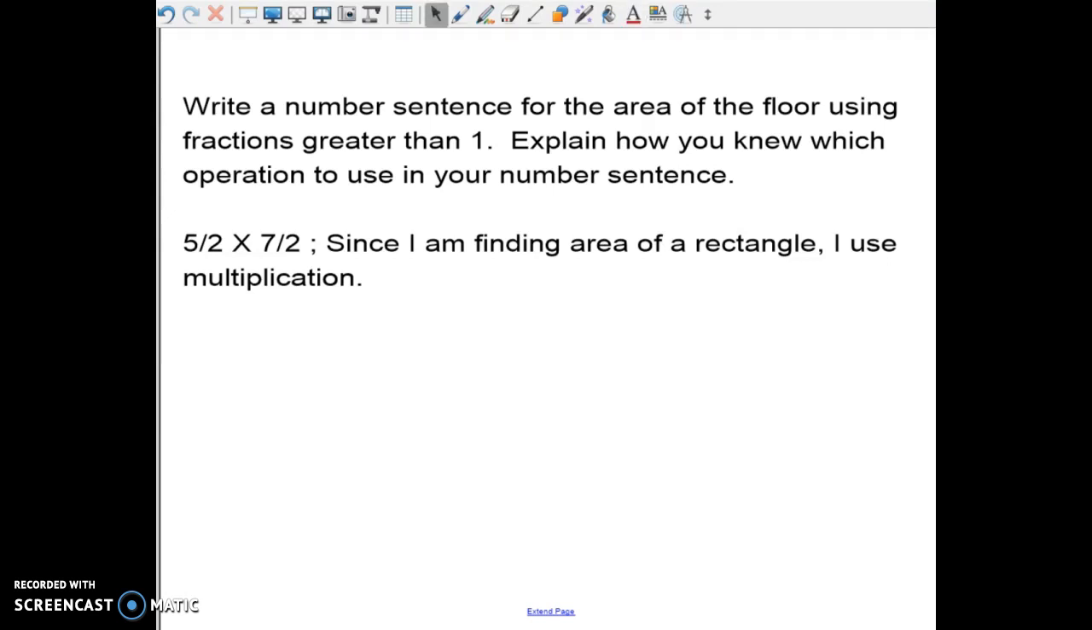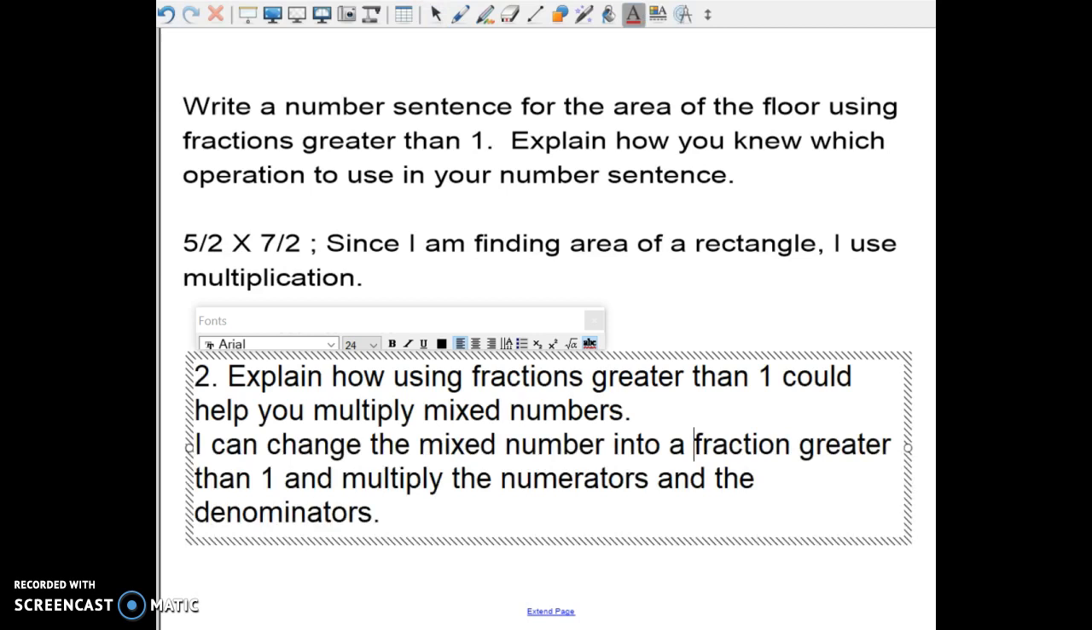So number 2 says, explain how using fractions greater than 1 can help you multiply mixed numbers. Okay? Well, it's easier to multiply. It says I can change the mixed number into a fraction greater than 1, or what we might know as an improper fraction, and multiply the numerators and the denominators. So this is number 2 on the draw the conclusion. Again, explain how using fractions greater than 1 could help you multiply mixed numbers. I can change the mixed number into a fraction greater than 1 and multiply the numerators and the denominators, which we did earlier in this lesson.